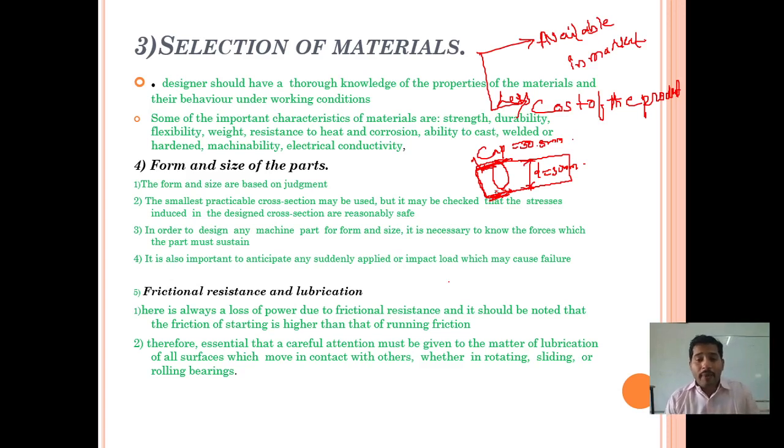Otherwise what will happen? Because looseness will happen. If you maintain 31 upward and 31 behind, so what happens? This pen can easily move and can come away from this cap. Is it right? So this form and size mainly depends upon judgment. Okay, we have to make the product.